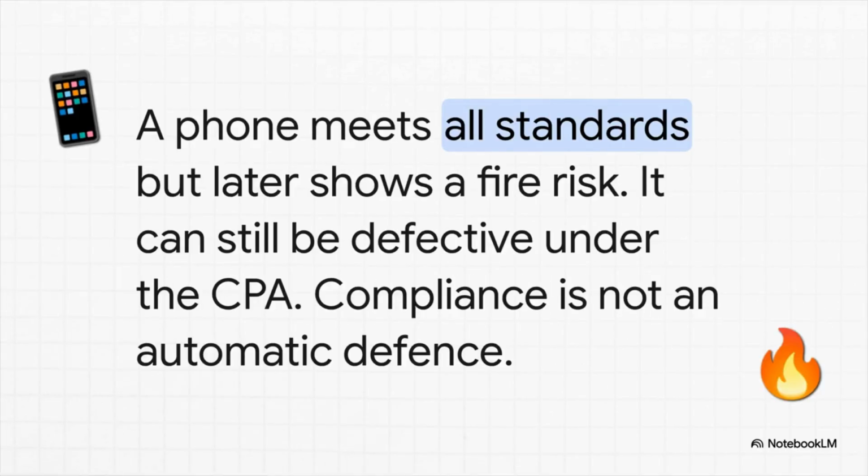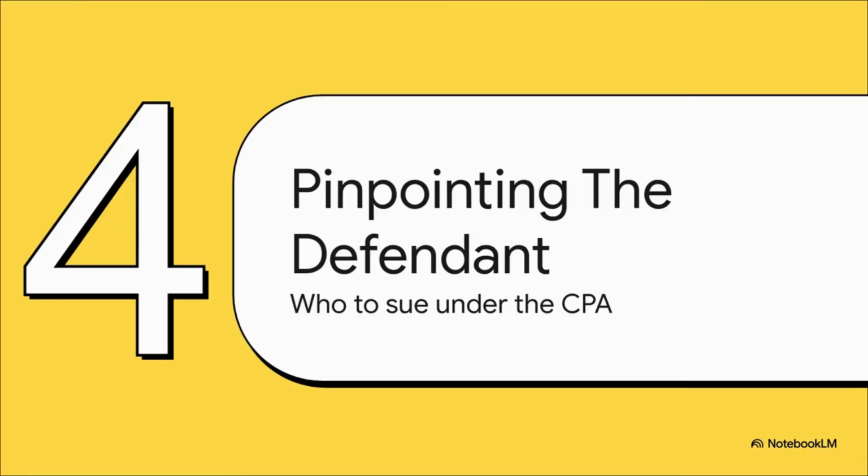Imagine a new phone comes out in 2024. It passes every single safety standard that exists. Perfect. But then, in 2025, we discover there's a rare battery flaw that makes it a fire risk. Now, even though the company followed all the rules, a court could still say the phone was defective. Why? Because the public is generally entitled to expect that their brand new phone won't just catch fire, regardless of what the official standards said at the time. See how that works?